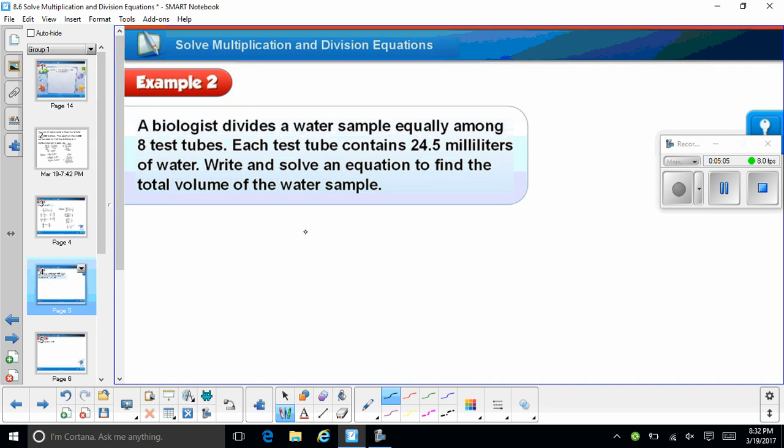So I know that each test tube contains 24.5 milliliters, and the question wants me to find the total volume. And so if I divided that total volume, I would have this. And I know that I used 8 test tubes, so I need to figure out what x equals. In this particular case, I see that division was used because they had split it up equally. So using the inverse operation, I'm going to go ahead and multiply.